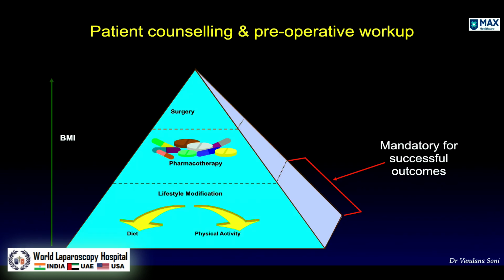But we must not forget that the foundation of a successful outcome lies in lifestyle modification. Even when we talk about bariatric surgery, these surgeries are lifestyle modification surgeries. And just undergoing a bariatric procedure does not amount to a successful outcome. These patients have to be prepared for the lifestyle changes which are mandatory for a successful surgical outcome as well.